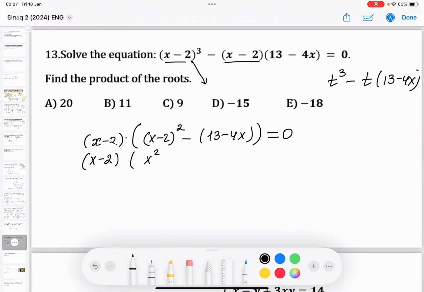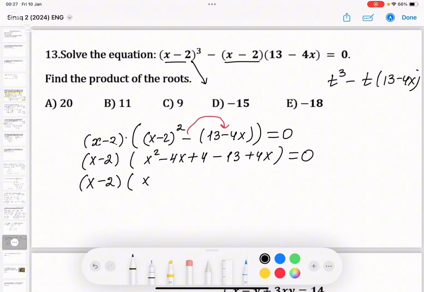I'm going to have x squared minus 4x plus 2 squared, 4, minus 13 plus 4x equals 0. Guys, be careful with the parentheses. You see, when you open parentheses, you always have to pay attention to change or not to change the sign. In this case, in front of parentheses, we have a negative sign. So basically, you are multiplying each and every term in the parentheses by negative 1. Then we have x squared. So minus 4x, positive 4x canceling each other out. We have negative 9 equals 0.